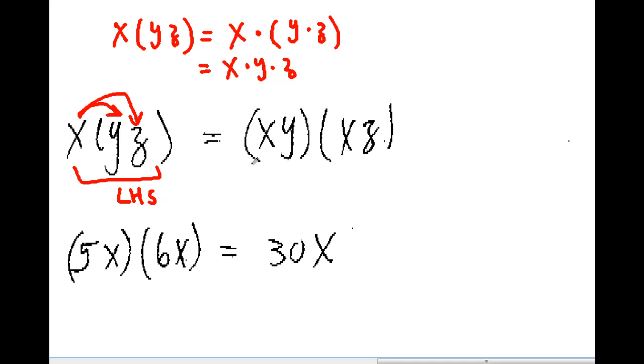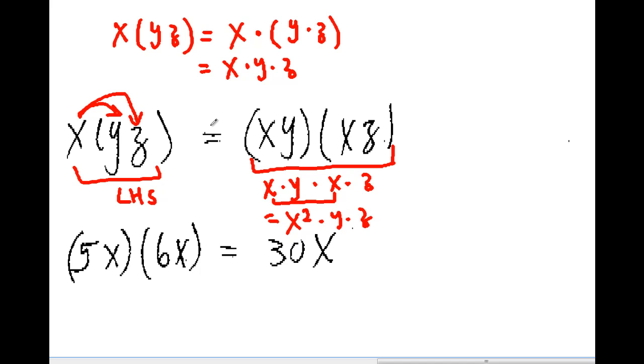Now watch what you have on the right-hand side here. You really have x times y times x times z. If you were to combine this one, it's not 2x, because x times x is really x squared, times y times z, right? That does not equal. Do not attempt to distribute when all you have is multiplication.